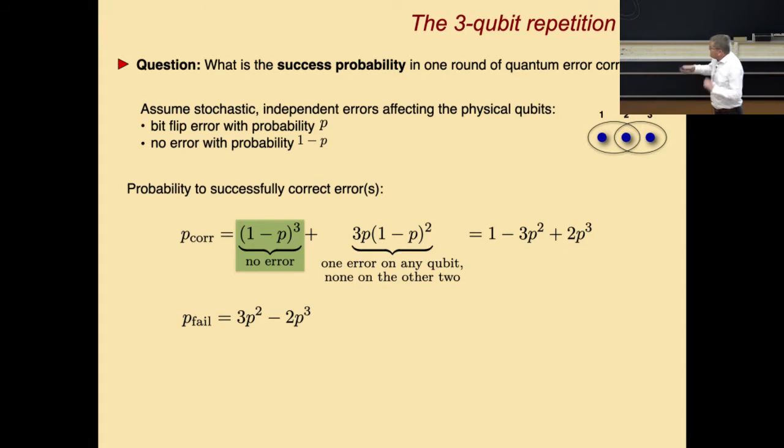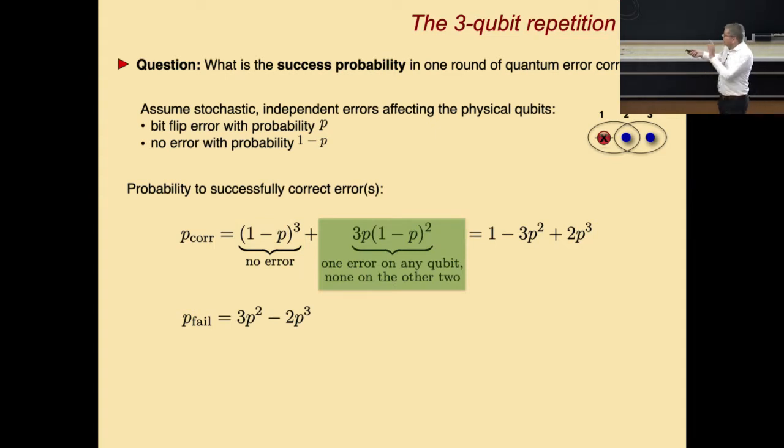On our luckiest day as experimentalists, nothing will happen on our quantum register. And that happens with the probability (1 minus p) cubed: no error on any of the 3 qubits. Then, however, we can be in the situation where we have one error, say on the first qubit, and no error on the other qubits. That would happen with the probability p times (1 minus p) squared for the other two. And you see there are 3 of these configurations, so that we get this combinatorial factor.